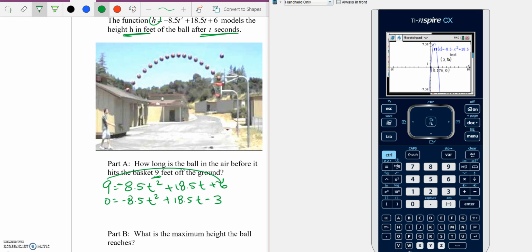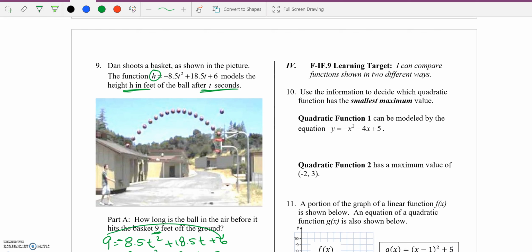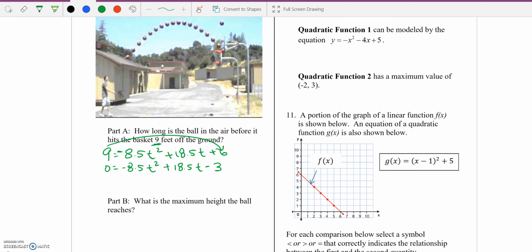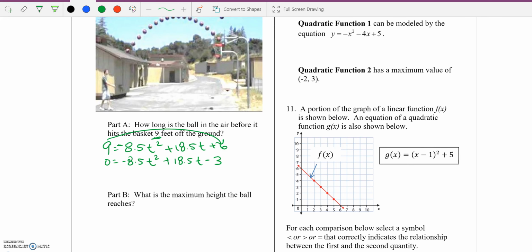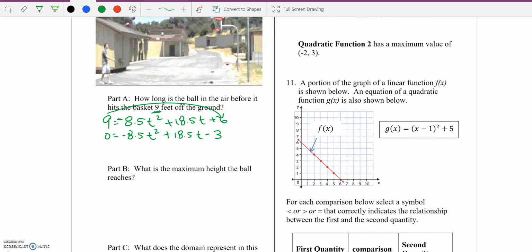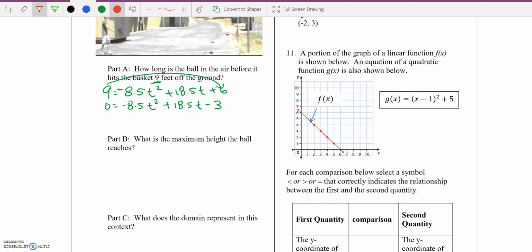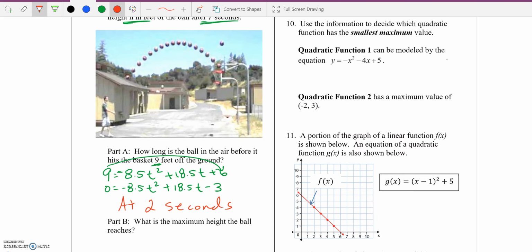So we have two of them. As Dan shoots a basket. Oops, sorry. How long is the ball in the air before it hits the basket 9 feet off the ground? So it's obviously not going to hit the basket after 0.17 seconds. That's way too soon. So we can say that it hits the basket after 2 seconds. Okay? And we know it hits the basket there because as we see the path of the ball, it's going to hit the height of the basket here, but that's not at the basket. It has to travel and get this way, so it has to be the second time that it hits the 9-foot mark.